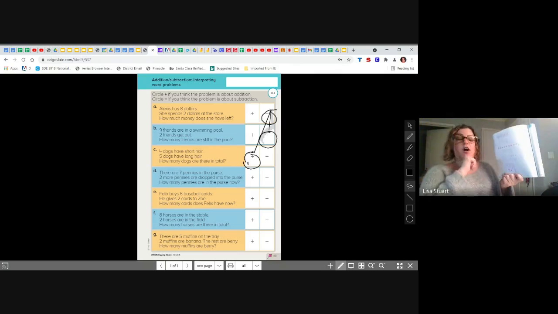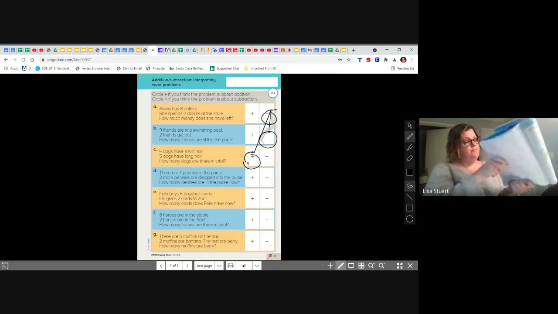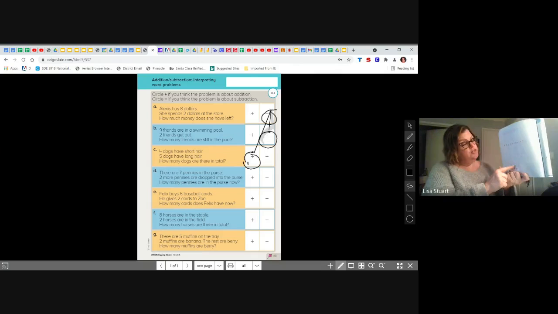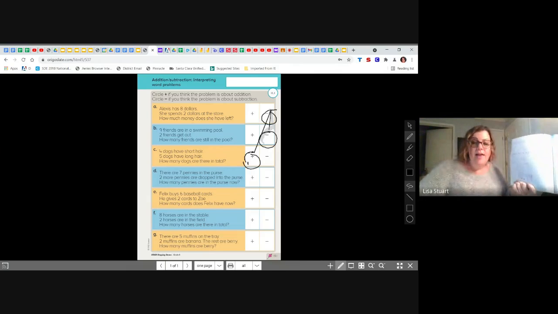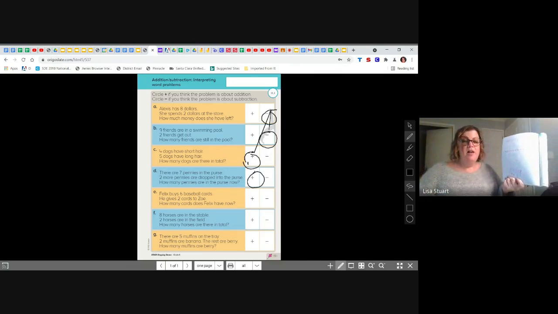Do I count all of them or some of them? I'm going to count all of them. 1, 2, 3, 4, 5, 6, 7, 8, 9. There are 9 pennies in the purse now. So if I write 7 plus 2, it would equal 9. And that means I added to my total. All right, let's do 3 more.